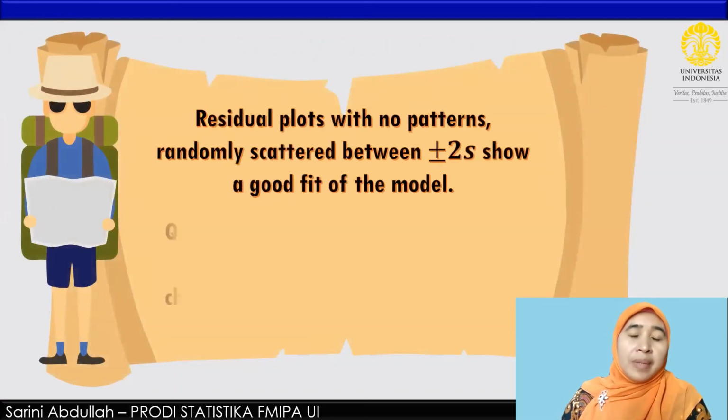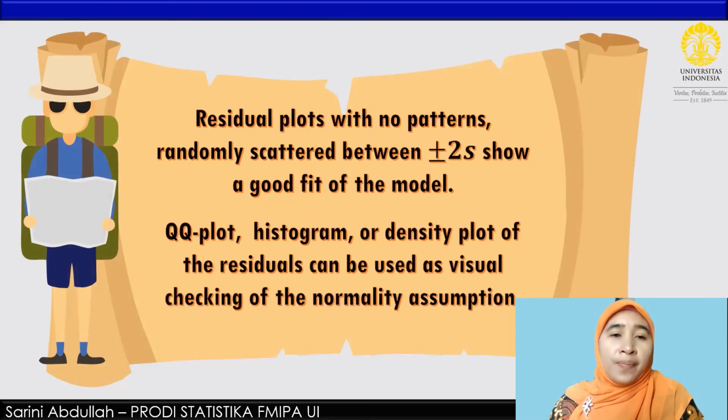To sum up again, we expect that residual plots should have no patterns and should be randomly scattered between plus minus 2 standard deviation of the residuals. It will show a good fit of the model. And for the normality assumption, we can use a QQ plot, histogram, or density plot as visual tools for checking whether this assumption is fulfilled or not by the data.